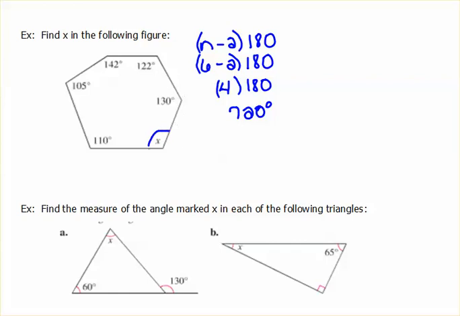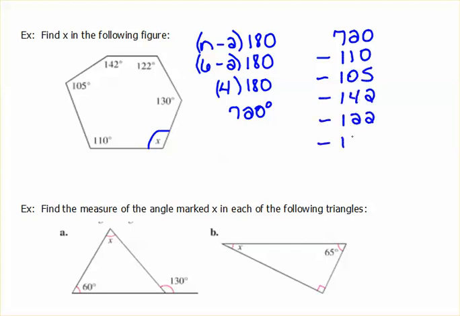Well, we can figure out what this x is because we know the measure of all the other angles except that one. So we could take our 720 degree measure and subtract off. I'm going to start here with the 110 and go clockwise. So subtracting off the 110, the 105, the 142, the 122, and the 130. And when we subtract all of those, we should end up with a 111 degree angle.